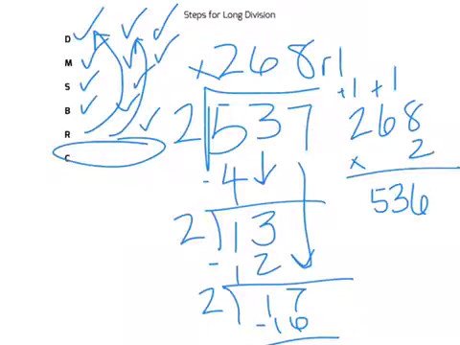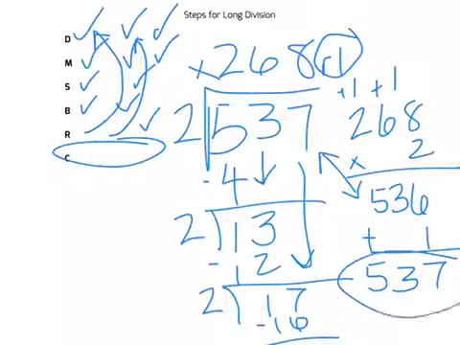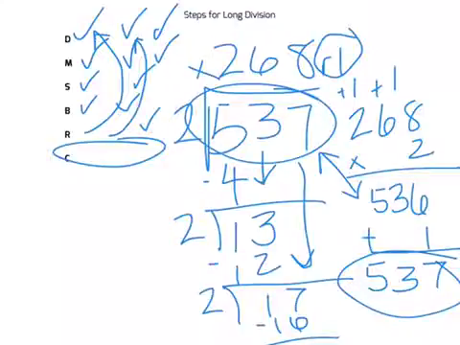Now I know what you're thinking. These numbers don't match, but we can't forget about our remainder 1 here. We have to add that remainder to get 537. If this number and this number match, then you have correctly done the steps for long division. Congratulations.